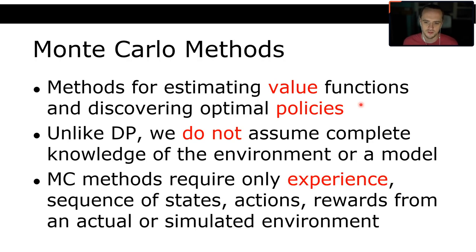Monte Carlo methods require only experience, a sequence of states, actions, and rewards from an actual or a simulated environment. What this means is, for example, if we want reinforcement learning to learn how to play the game of chess, we don't even necessarily need to know the rules of chess. Or if we want a reinforcement learning algorithm to learn how to guide a robot around, we don't need to know all the minuscule details of physics in the universe in order to make that happen.